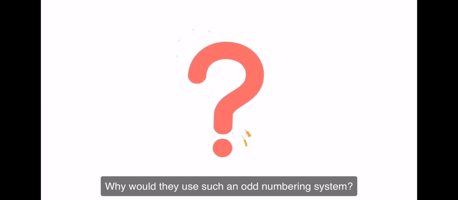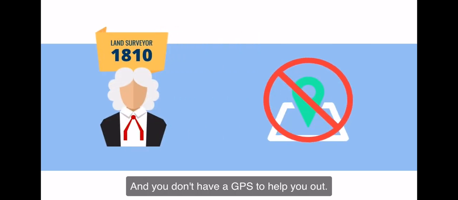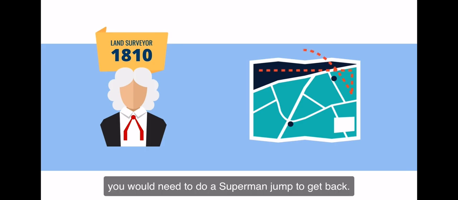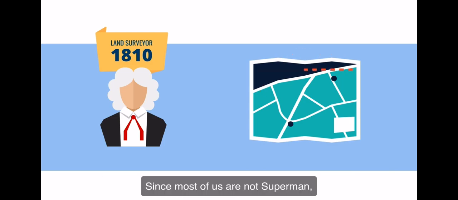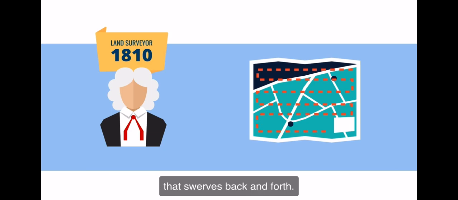This is the part that confuses most people. Why would they use such an odd numbering system? Think of it like this. You are a land surveyor in 1810, and you don't have a GPS to help you out. The only way for you to survey this township is to walk the land, marking it off manually. If the number system worked like a book, when you got to section 6, you would need to do a Superman jump to get back. Since most of us are not Superman, it makes sense to use a numbering system that allows you to walk the township in the most efficient way possible. Thus, we have the snake-like numbering system that swerves back and forth.